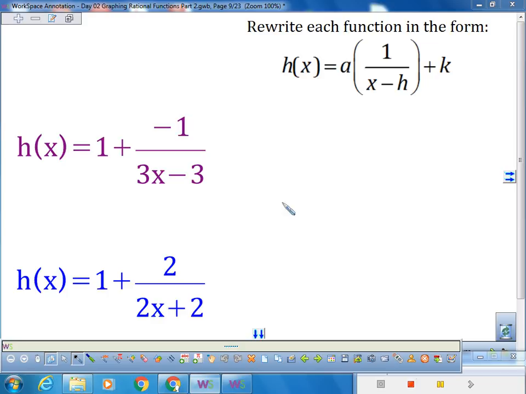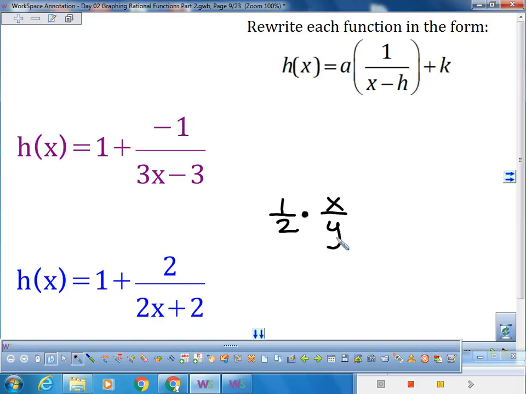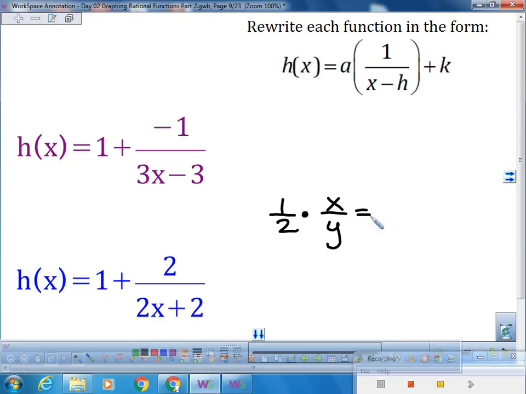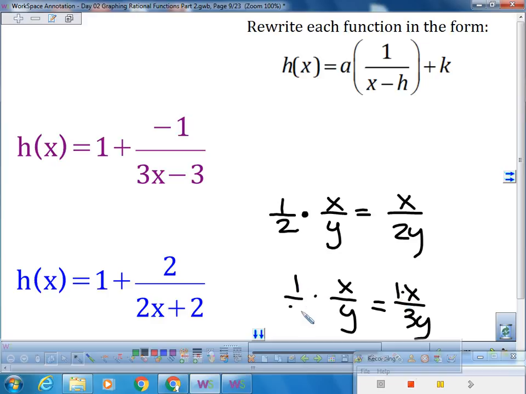So if I had 1/2 times x over y, isn't that the same thing as x over 2y? Because I multiplied straight across. So couldn't I also do this? x over 3y equals 1/3 times x over y, and pull out the 1/3, pull it out. You see that? So that's all we're going to do.